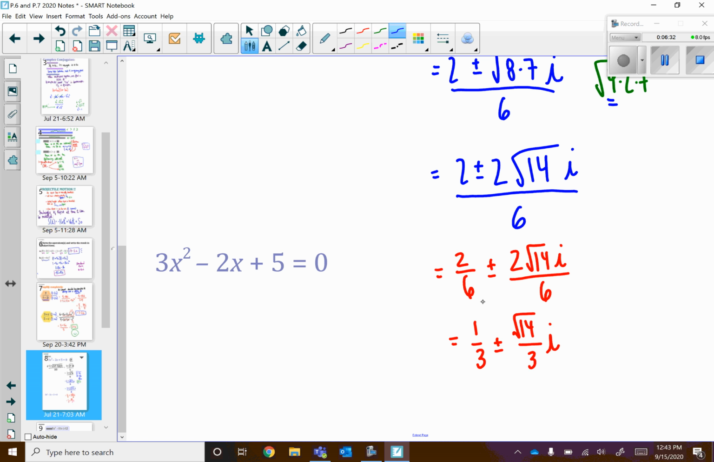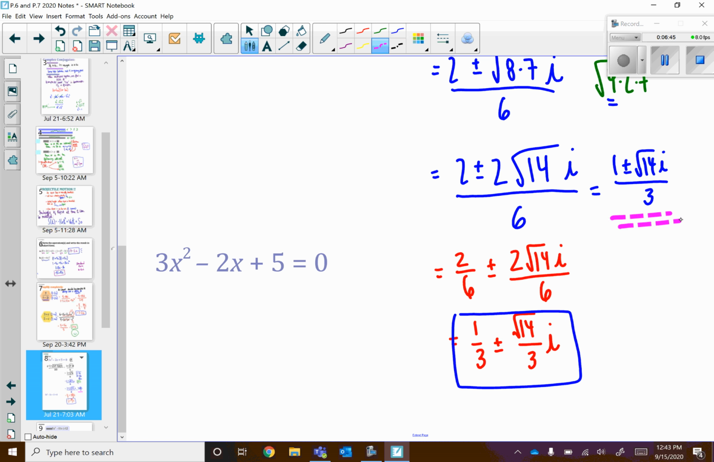I like this answer more than what we had above, because technically this is 1 plus or minus the square root of 14i over 3. And this is technically a correct answer, but I like this one more because it's in that standard form, right? The a plus bi. We have the real piece and the imaginary piece.